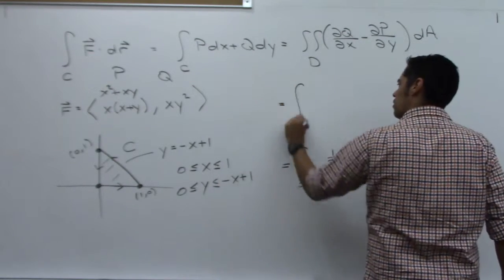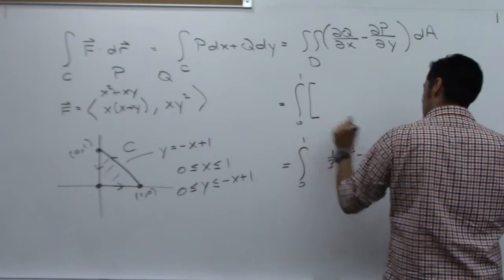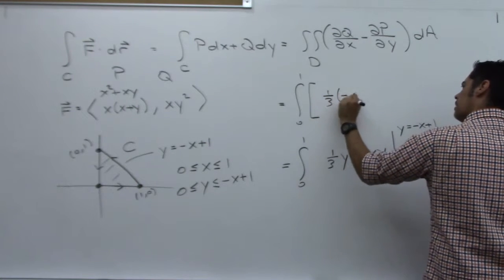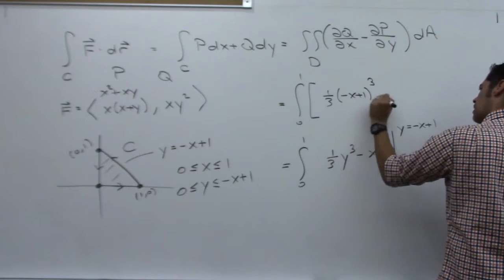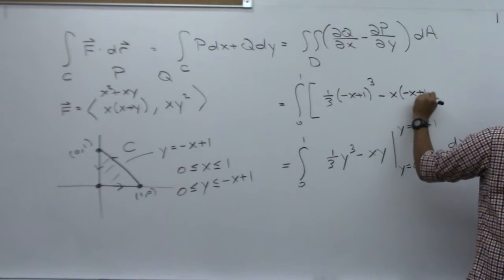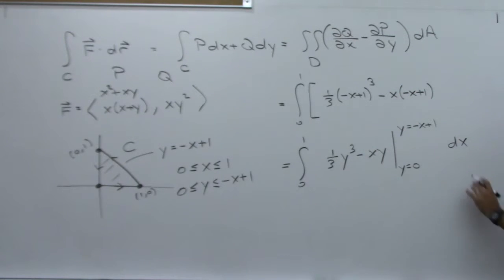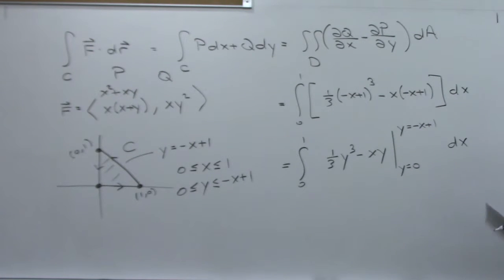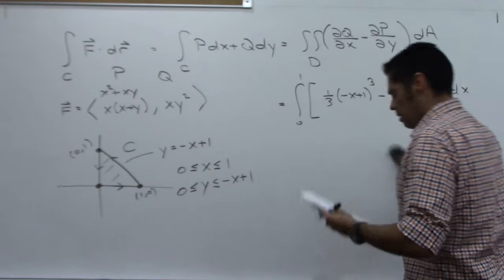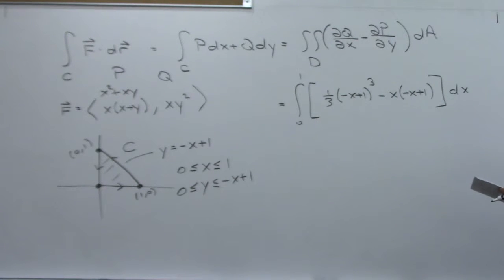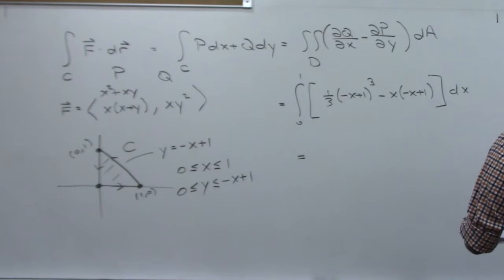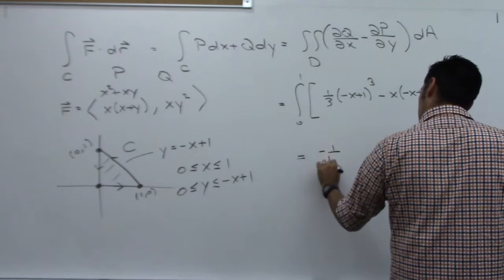Okay, so now we plug in here. We get the integral from 0 to 1. When we plug in for y, we get 1/3 times negative x plus 1 cubed, minus x times negative x plus 1. That's what we get when we plug in. When we plug in 0 for y, it's all gone. So this is it, dx. Do I want to multiply that all out? We could, but I think at this point it's trivial. This should work out to be negative 1/12.